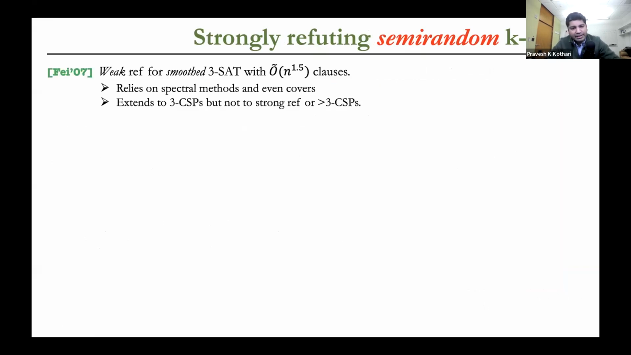There was progress made by Feige about 15 years ago when he found some hack to actually get weak refutation for random 3-SAT formulas. Actually, this worked for the smooth model I did not tell you about. So think of this as semi-random right now, okay? My bad for not removing the word, but he basically found a way to do weak refutation for semi-random 3-SAT formulas, by combining spectral methods with a combinatorial trick, which I'll hopefully get to. But this is such a hack that it does not extend beyond 3 CSPs, and it certainly does not get you strong refutation. So we were kind of stuck here.